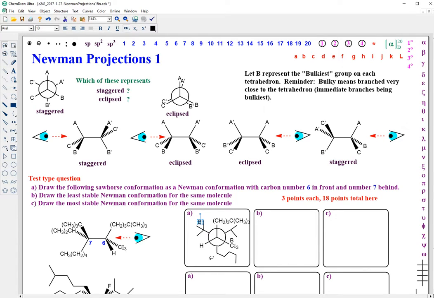On this example, I believe part C is done already. Part C asks for the most stable. Looks like I got the box with that.